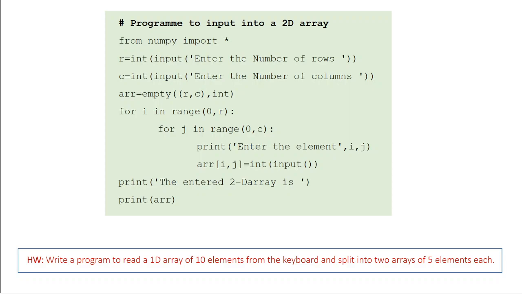Okay. So once you understand indexing of a two-dimensional array, it's easy to input into a two-dimensional array. So basically you need 2 dimensions, right? One is the number of rows and one is the number of columns. So you input that first. So R equal to int input, enter the number of rows, and C equal to int input, enter the number of columns.